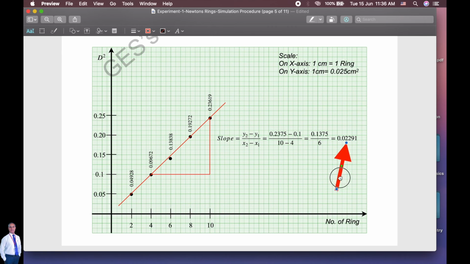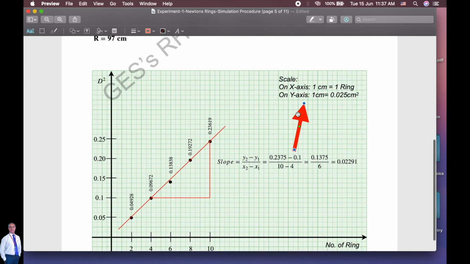This is the slope. I have taken on the x-axis 1 centimeter equal to 1 ring, and on the y-axis 1 centimeter equal to 0.025 centimeter square, that is the diameter square. So this is the scale. Normally this is the method how we can draw a graph and how we can mention the x-axis and y-axis, the values and its scale. This is the proper way to draw the graph.